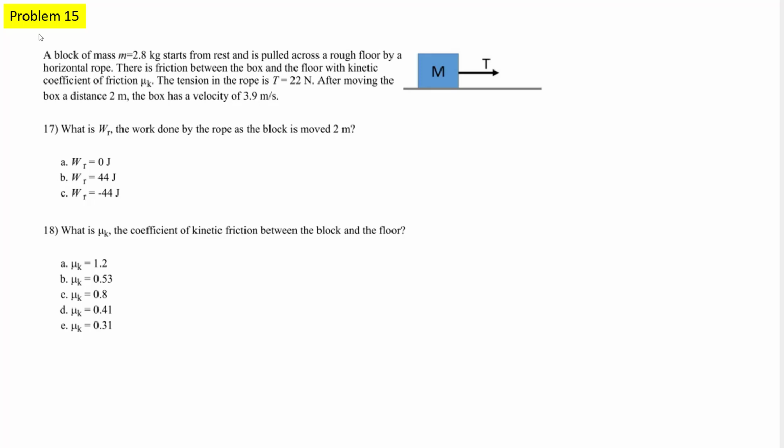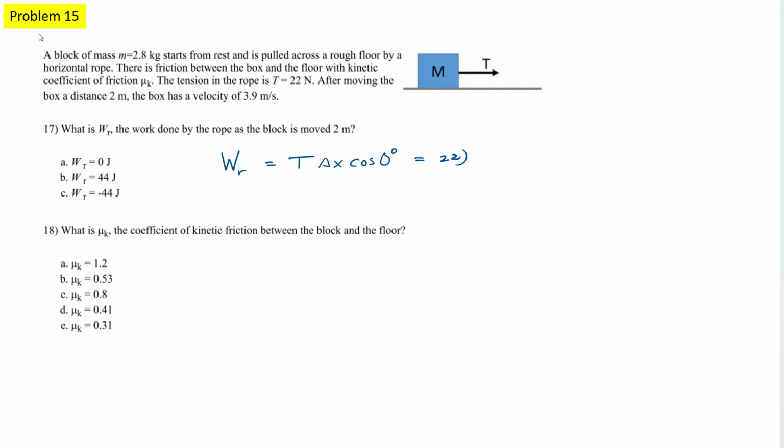The easiest way to solve this one is just to apply our formula. The work done by the rope, or by the tension force in this case, is the magnitude of that force times the magnitude of the displacement times cos of the angle between both of those. In this case, it's cos of 0 degrees, which is simply equal to 1. So this is super straightforward.